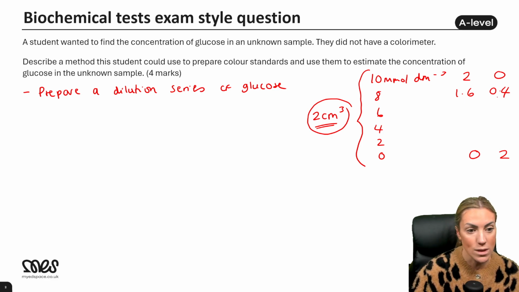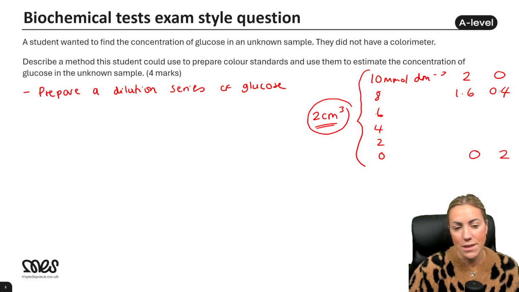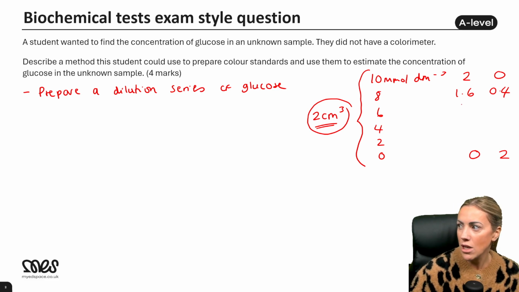The next concentration I want is 6. So the way I think of it again, I'll just repeat it. I want a concentration of 6. I've got a concentration of 10. So 6 over 10. So I want 6 parts or 60% of the final volume to be glucose and the other 4 parts or the other 40% to be water. So I'd need to do 1.2 centimeters cubed of glucose and 0.8 centimeters cubed of water.